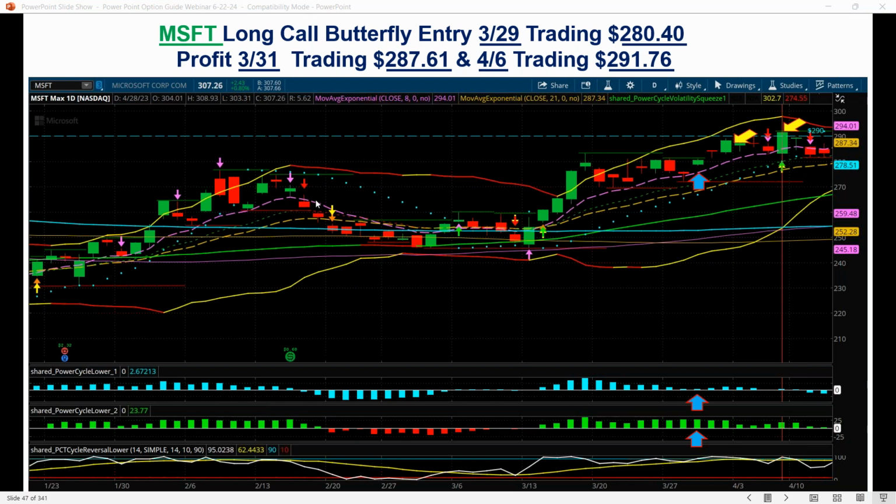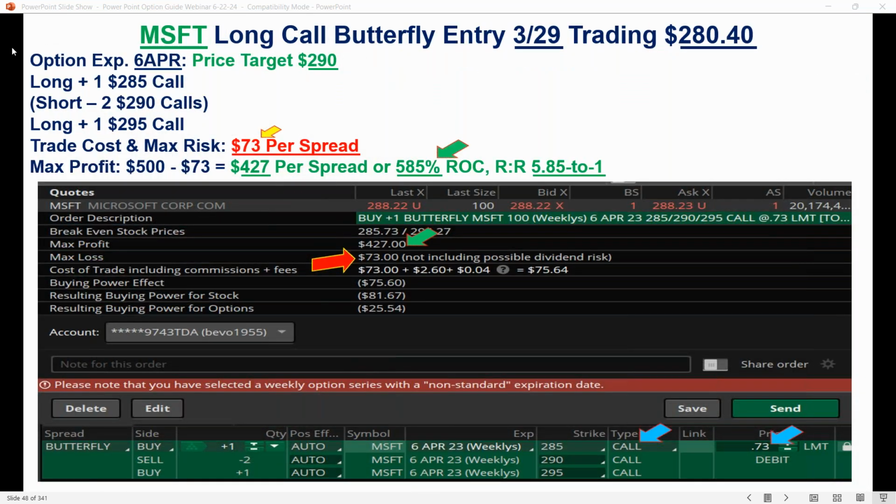But here's one that we did just to show you how the potential profits are huge on these types of spreads, and very low risk. This was the 6 April expiration. We were targeting that 290. So $5 wide, 285, 290, 295. There was your debit call butterfly, a $5 wide spread. So $500 less your risk on the trade, 73 bucks, the debit cost. Potentially you could make $427 if it went out there on expiration. That'd be a 585% return. So you're risking $1 to make 585. Really nice positive risk ratio. So that's the potential there.